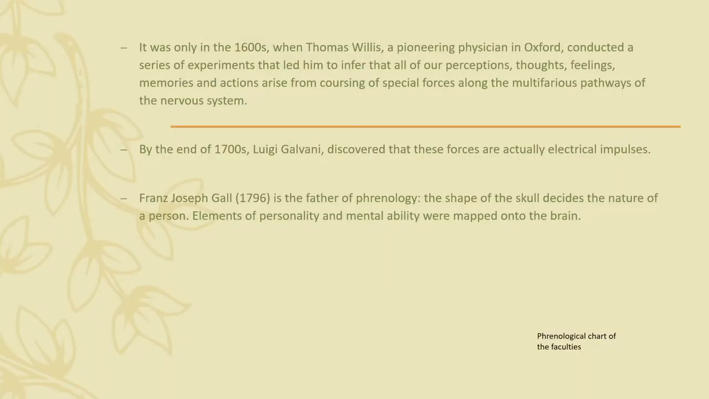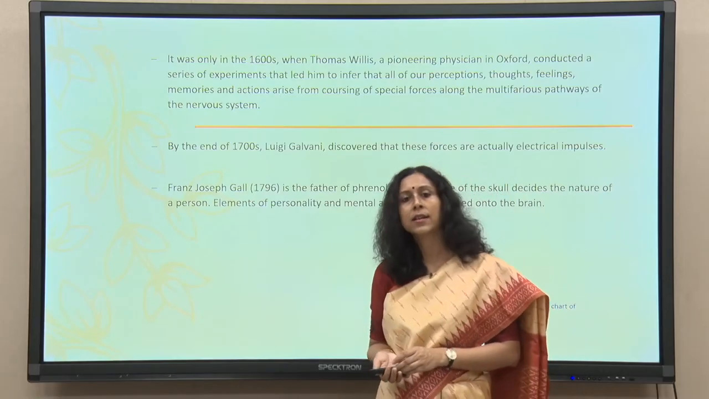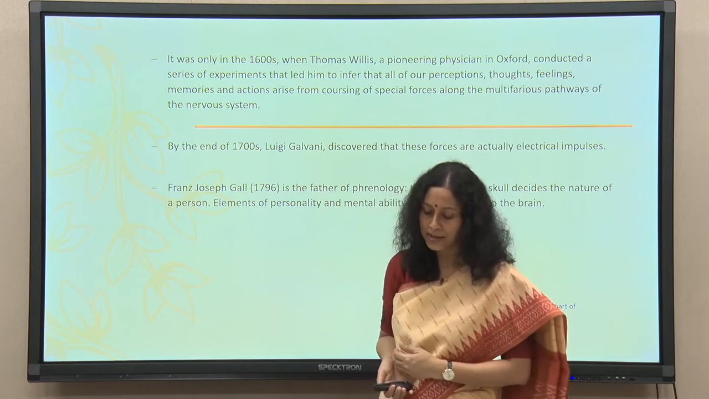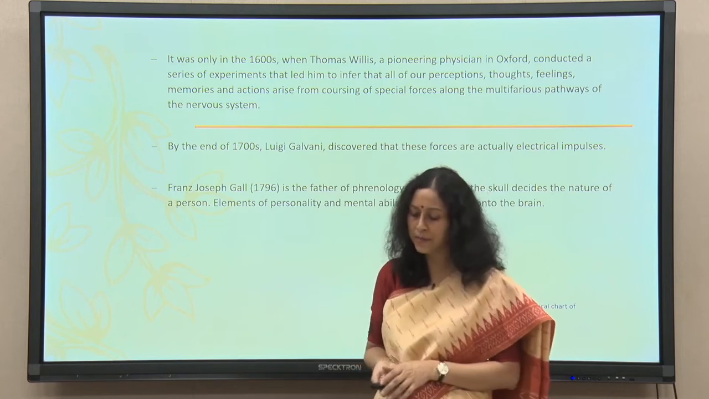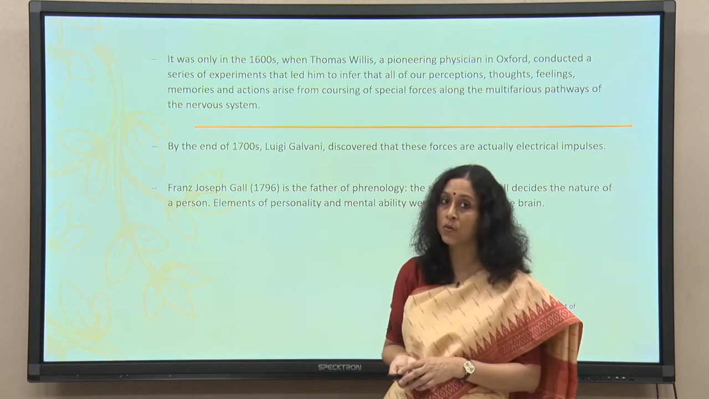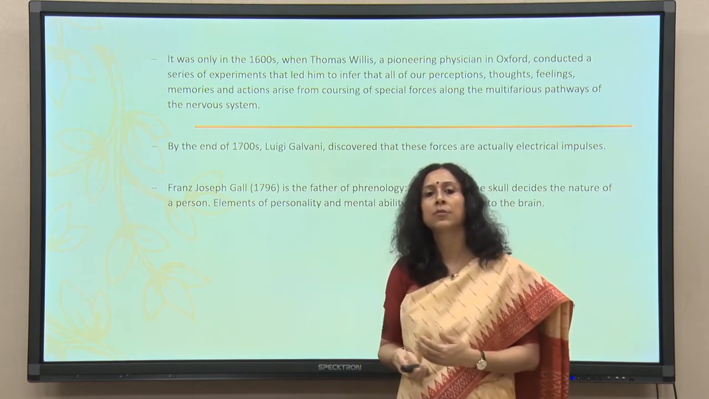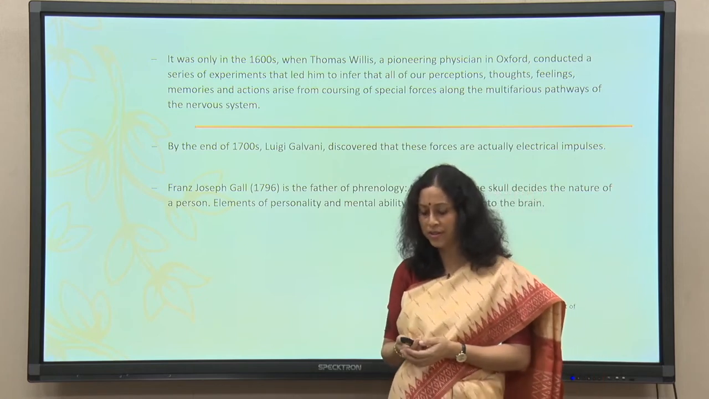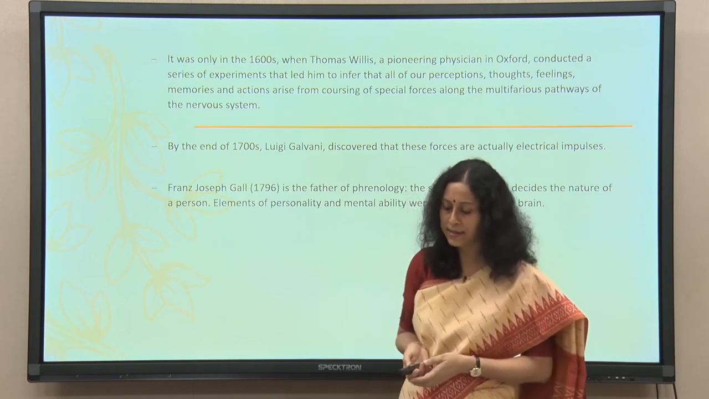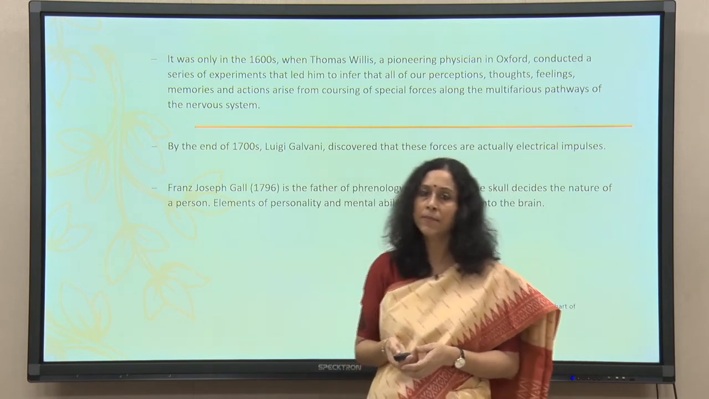In the modern times, in the European tradition, it was in the 1600s that Thomas Willis, a pioneering physician in Oxford, who through a series of experiments found out that there is a constant force that courses through our nervous system, which is responsible for our perception, thought, feeling, memories and so on. So, there is something that is running through the nervous system, which is related to all these mental functions.